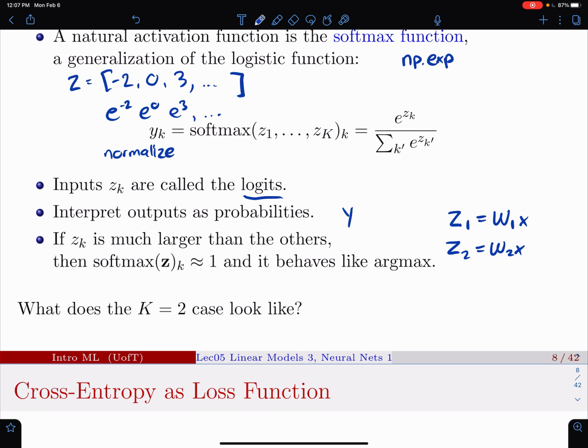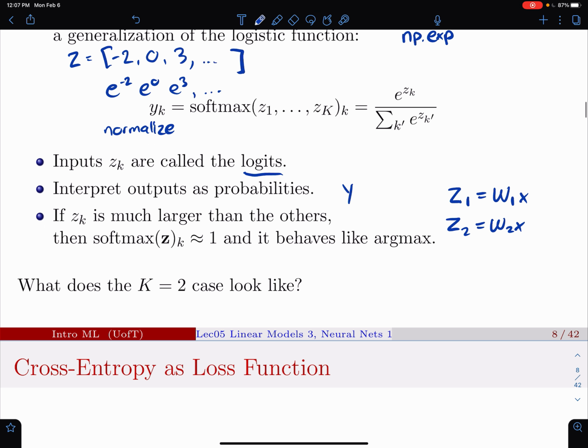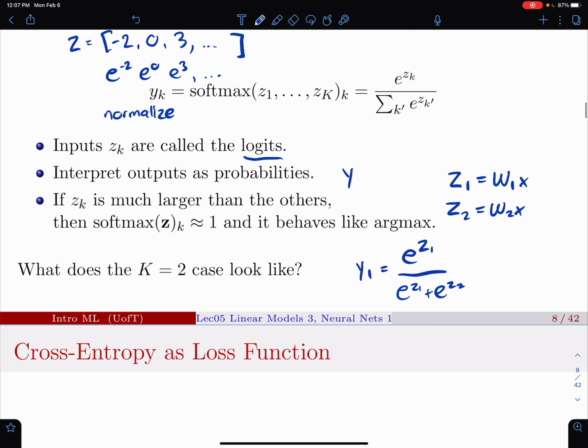And then we can look at the softmax function. So let's say we're looking at y1, which we define to be e to the z1 over e to the z1 plus e to the z2. If we substitute in our definitions, we have e to the w1x over e to the w1x plus e to the w2x. How can we simplify this expression further?